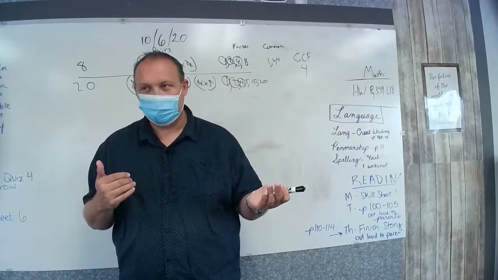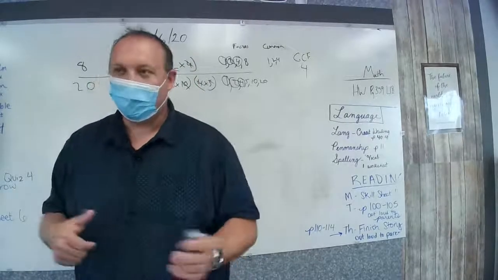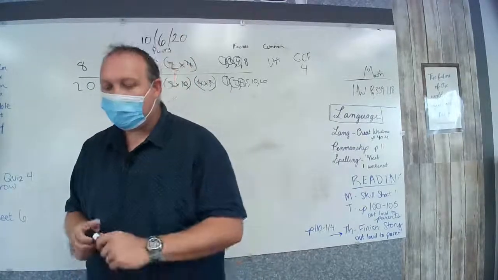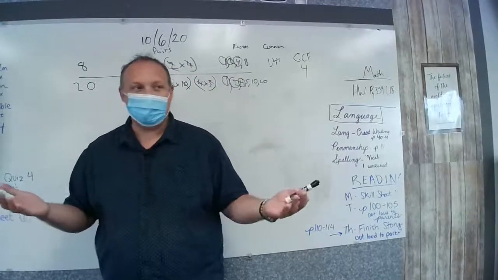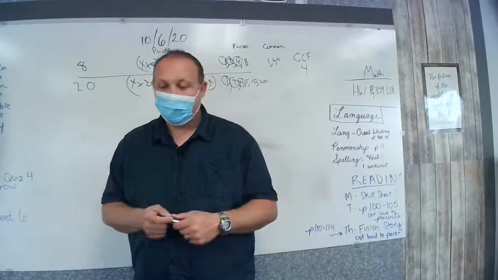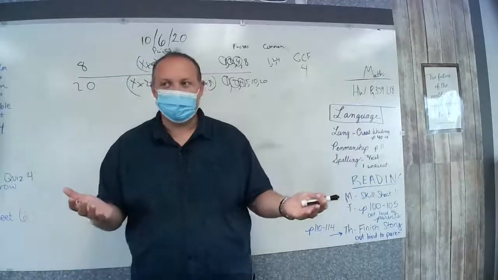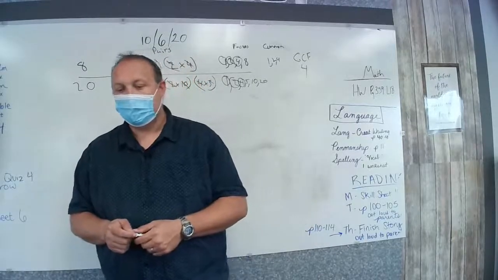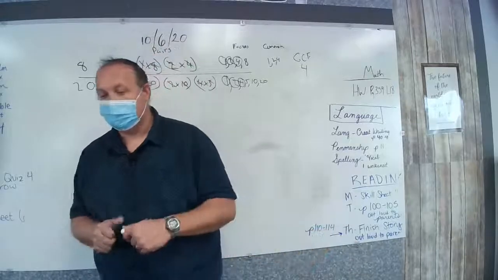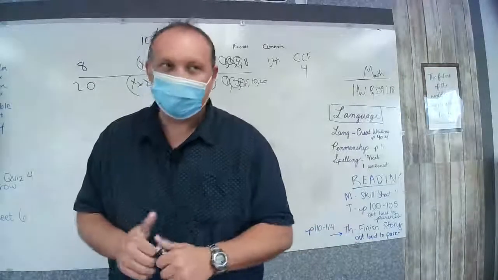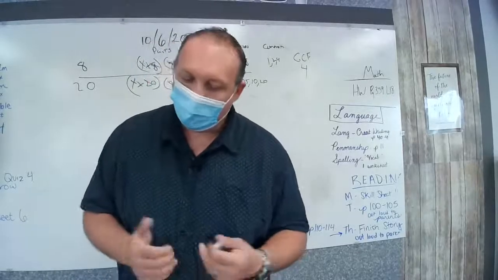No. Okay. Can you divide it by 4? Can you divide 2,101 by 4? No, it's not an even number. Can you divide it by 5? No, it doesn't end in 5 or 0. Can you divide it by 6? No, you can't. Can you divide it by 9? No, you cannot. Can you divide it by 10? No, you cannot.